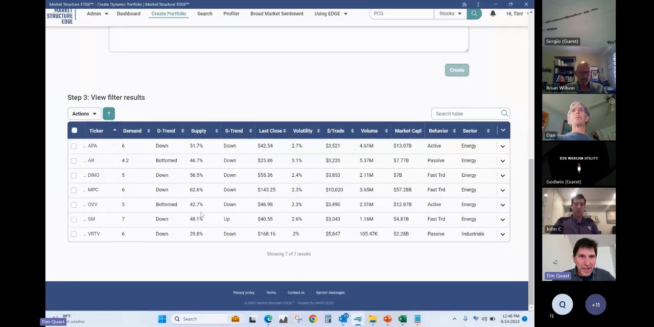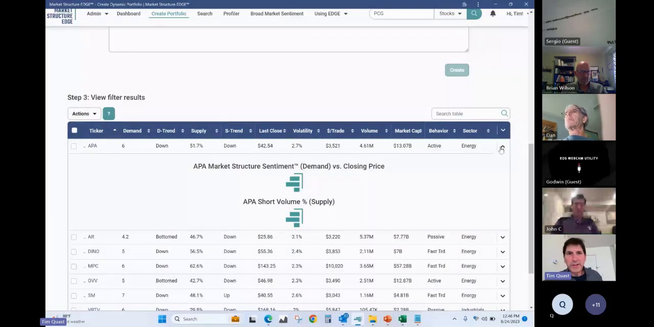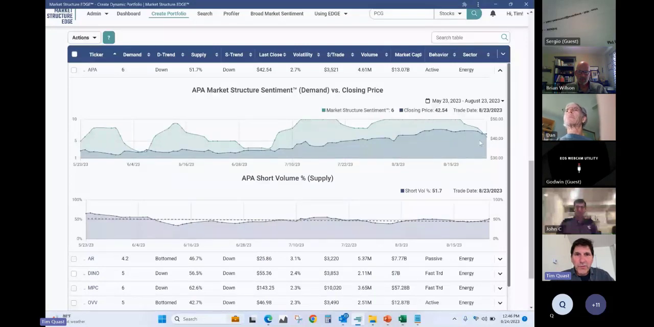Now, a number of them have very high short volume. We could take those out. But it's a principle that you could use. You could say, and here's what it looks like. Why would Apache have done well? Well, when demand rose over 5 and it stayed there this whole time, this is price. Price has just gone up and up and up.